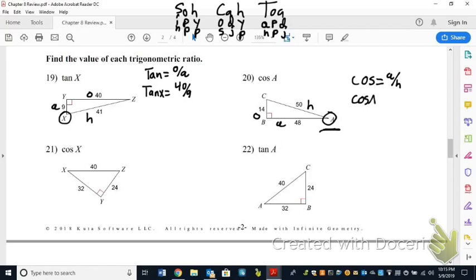And so we have cosine of A equals our A number, 48, over our H number, 50. That reduces to 24 over 25. You just do the same thing. If it's tangent, you go opposite over adjacent. If it's cosine, you go adjacent over hypotenuse, and if it's sine, you go opposite over hypotenuse.